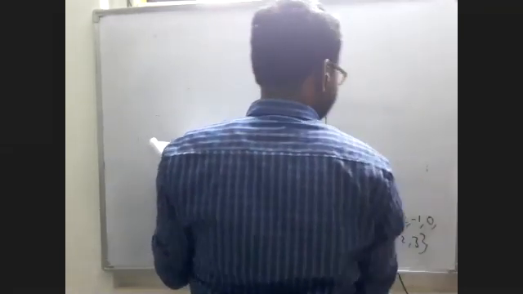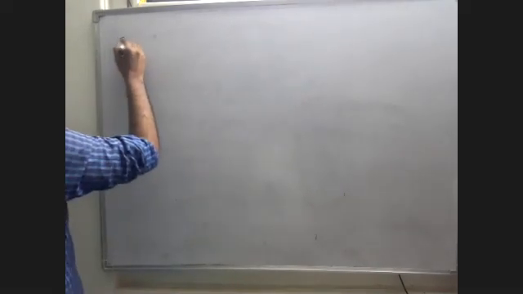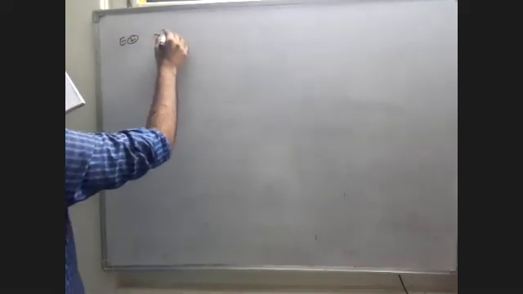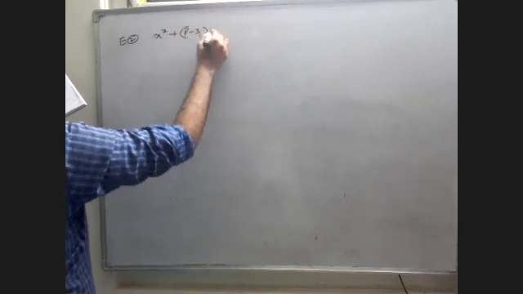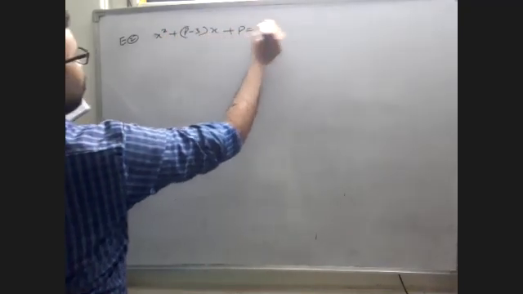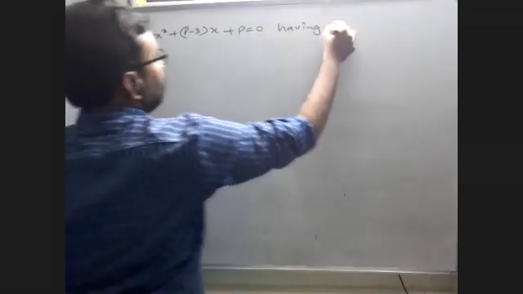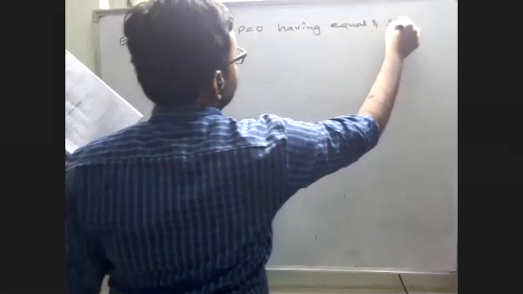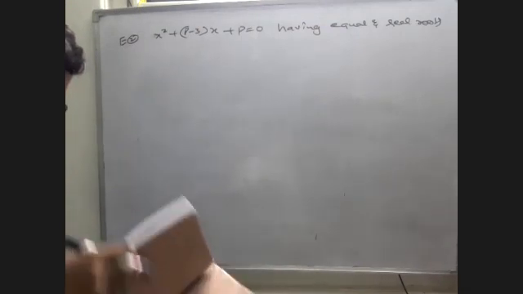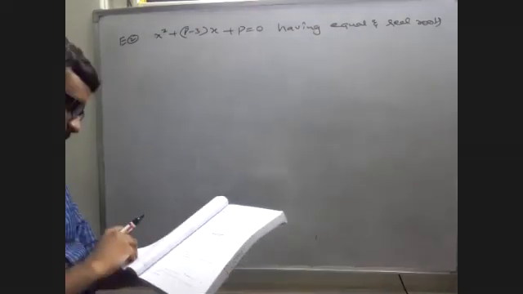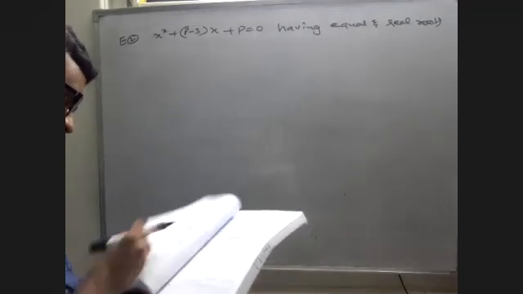I'm giving the question also in short, okay? If the equation, write that equation: x square plus p minus 3 into x plus p equal to 0 having equal and real roots. Equal and real roots.